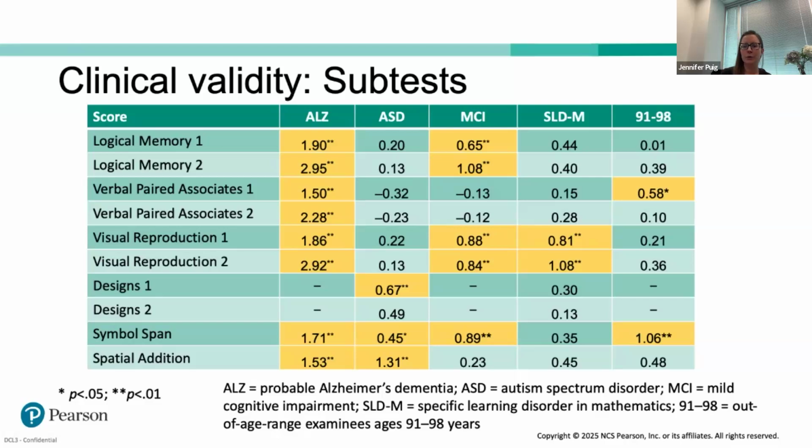So finally, lower scores on the visual working memory index were likely driven by lower performance on the symbol span subtest than matched controls. Likewise, among the 91 to 98-year-old group, lower performance on the visual working memory index was driven by lower performance on the symbol span subtest.